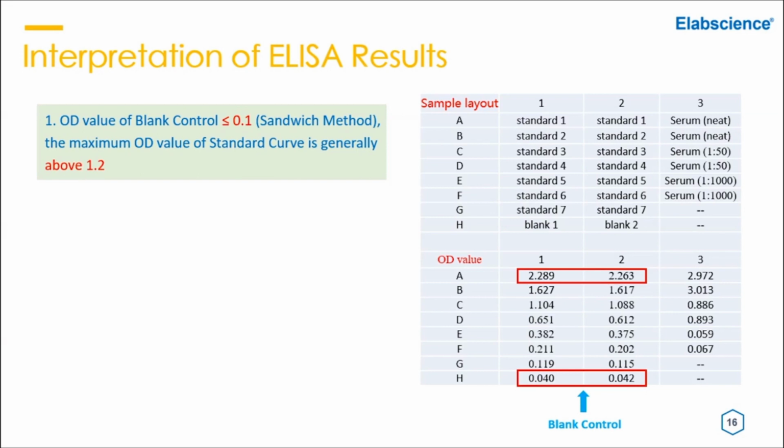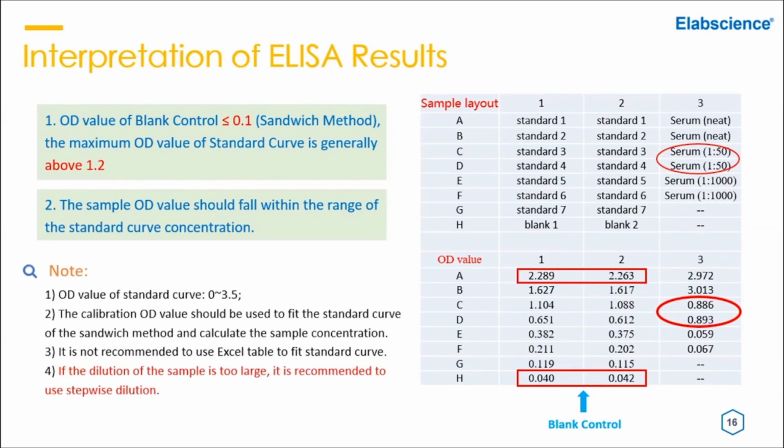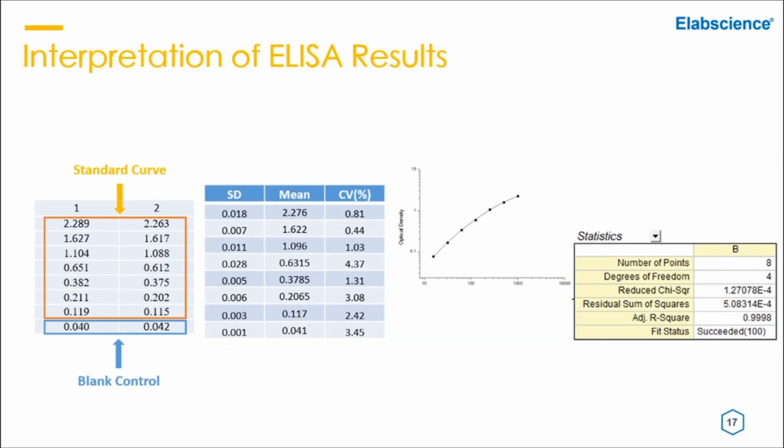Then we check the sample OD values. They should fall within the range of the standard curve. If not, maybe you should dilute the sample and test again. If the dilution ratio of the sample is too large, you can use stepwise dilution. Okay, if the OD values seem to have no problem, then we do the data processing.